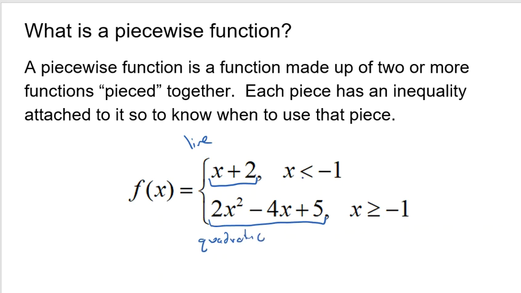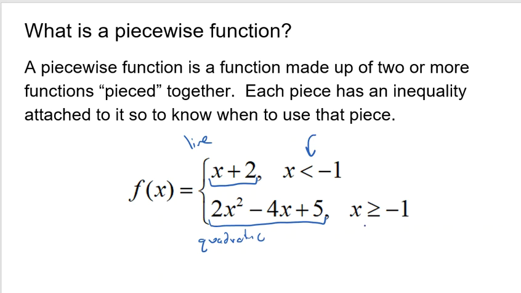Now, when do you use which piece of the function? Well, that's what the inequalities tell you. So here, if x is any value less than -1, you use this first piece. So if x were to, say, be -7, you would use this first piece. -7 plus 2 is -5. Therefore, the function is -5 when x equals -7.